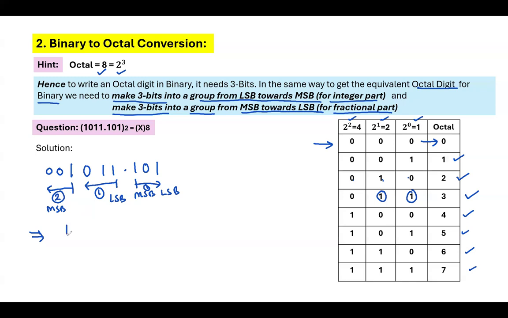0, 0, 1 means its equivalent octal digit is 1. This is 0, 1, 1. This is 3. 1, 0, 1 is 5. 13.5 with base 8. This is our octal number.